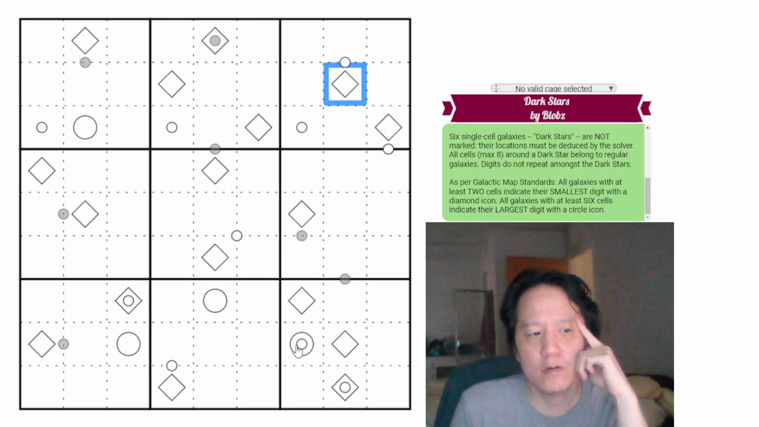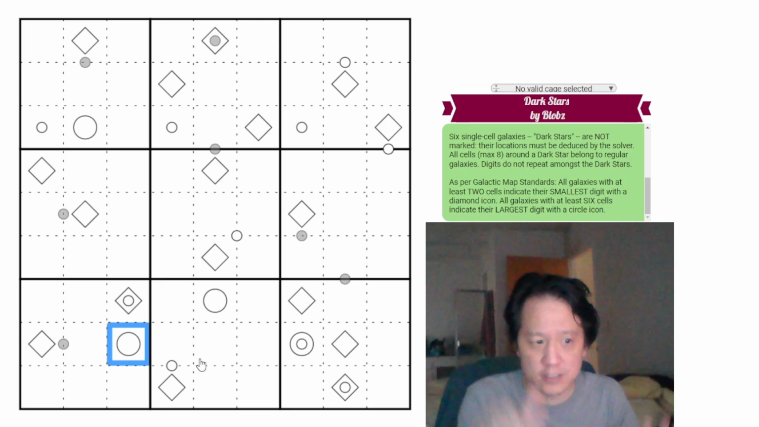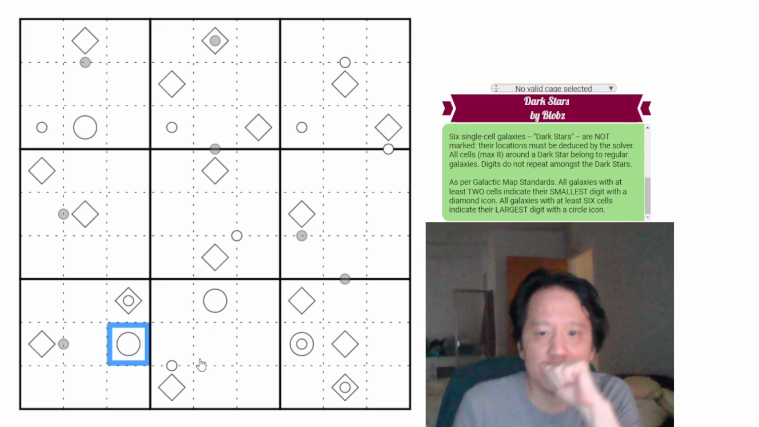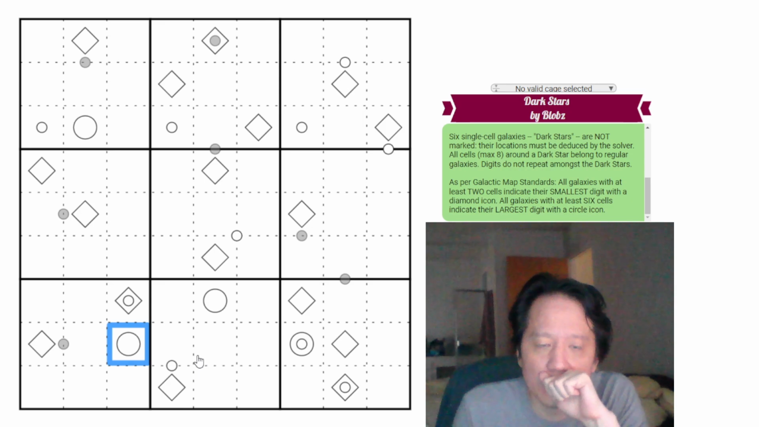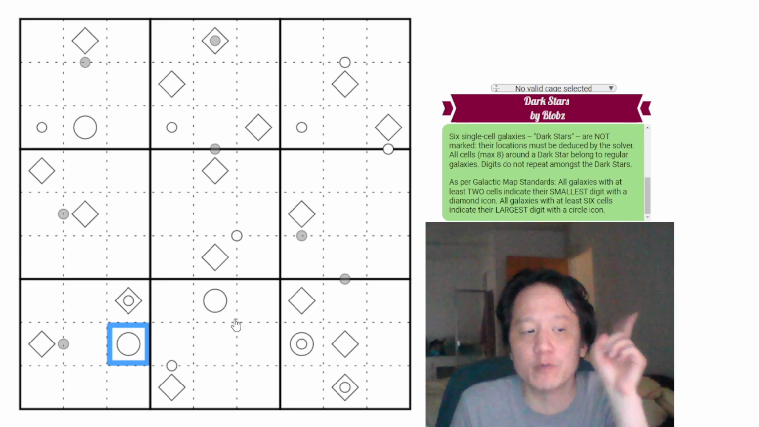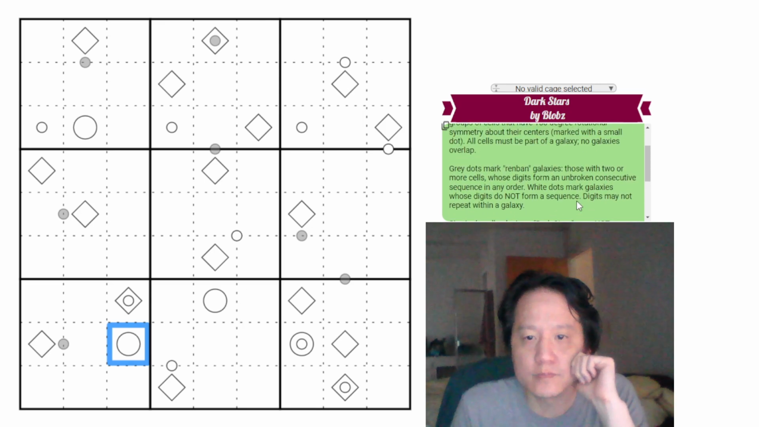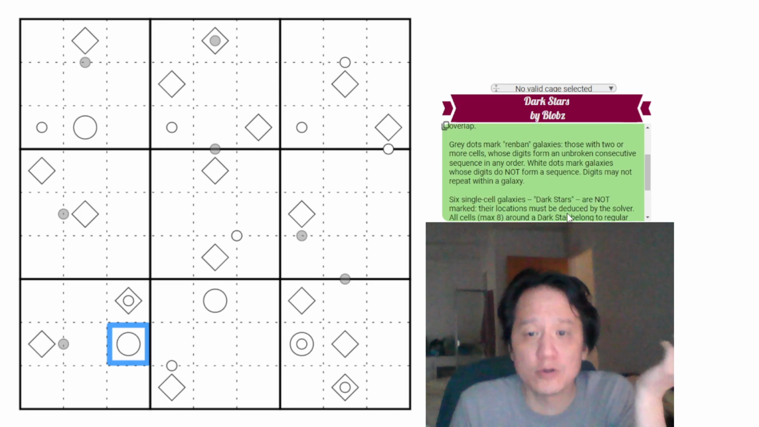Okay. So that means the circle is always in a galaxy with at least six digits. Six digits. And it's the largest one. And remember, digits cannot repeat within a galaxy. And those are all the rules.